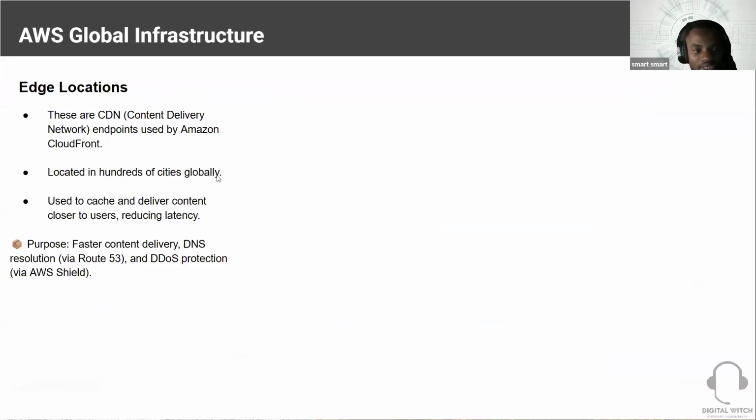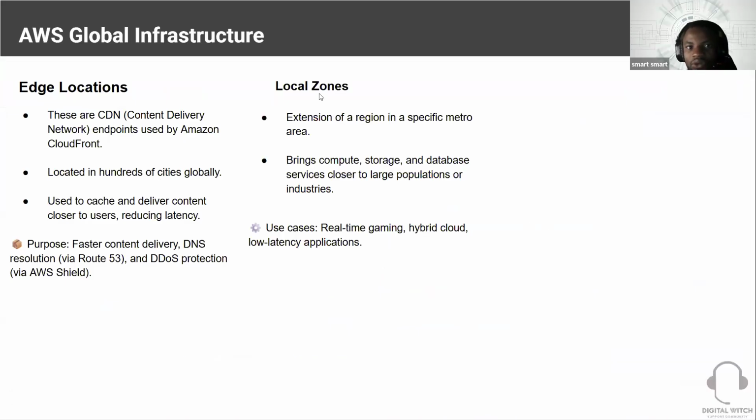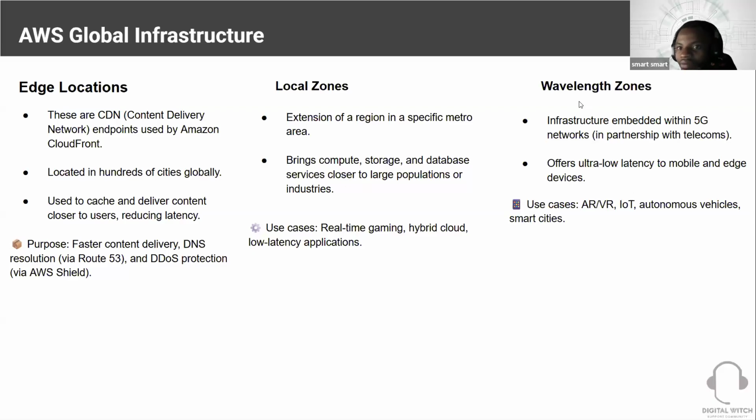So they have hundreds of cities globally that cache and deliver to locations. They also have Local Zones, right? Local Zones are extensions of AWS regions in specific metro areas, bringing compute close. And they will also have what? Wavelength. That's the last I will explain here. Wavelength is infrastructure embedded with 5G network in partnership with telecoms, offering ultra-low latency for specific applications to mobile edge networks.